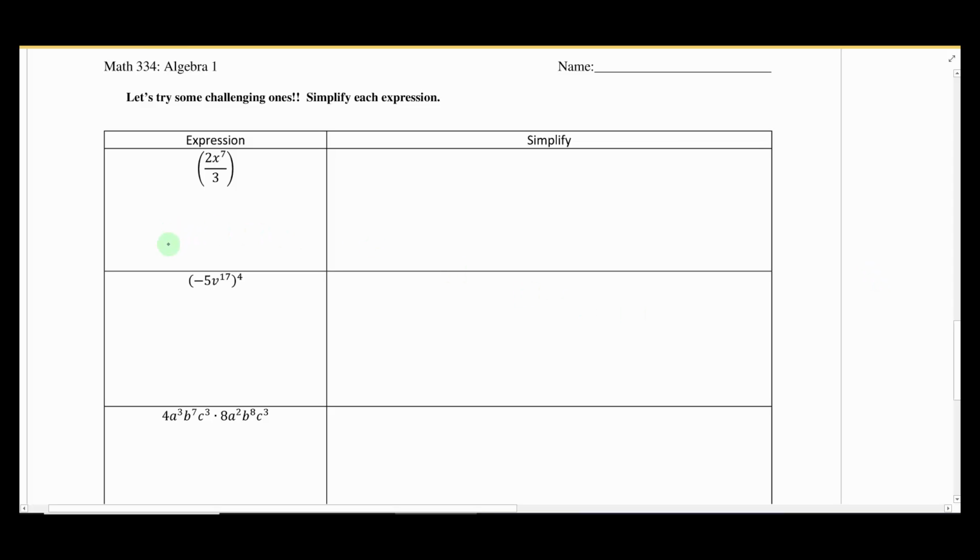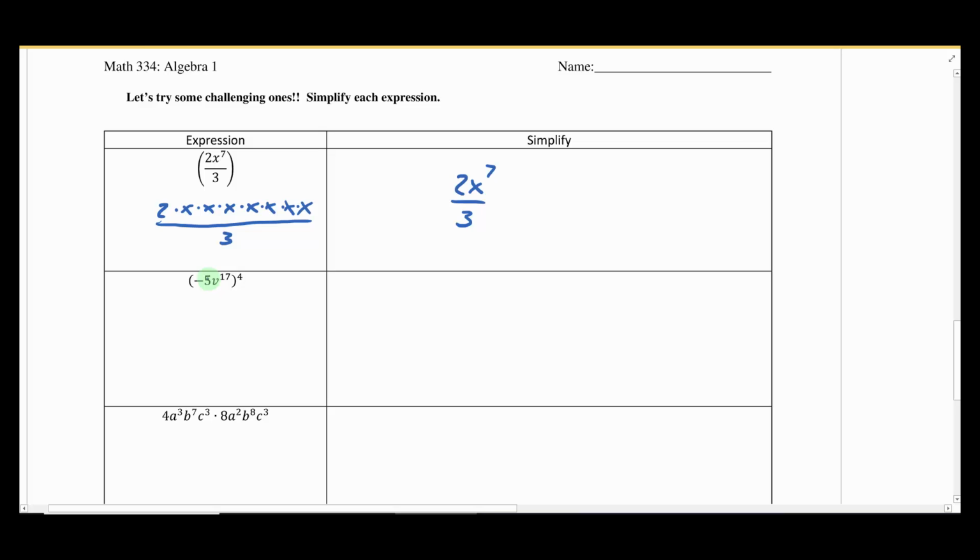All right, so let's see what we got here. So we got 2x to the 7th over 3, and it wants us to simplify. I'm not sure there's a whole lot to do to simplify here, but if I were to expand it, we would get 2 times x times x times x times x times x times x times x over 3. And I think the only thing that we would be able to do to simplify is maybe find something to cancel out, but there is literally nothing that cancels out here. So this expression is not going to change. It's just going to be 2x to the 7th power over 3. All right, it'll just stay like that.